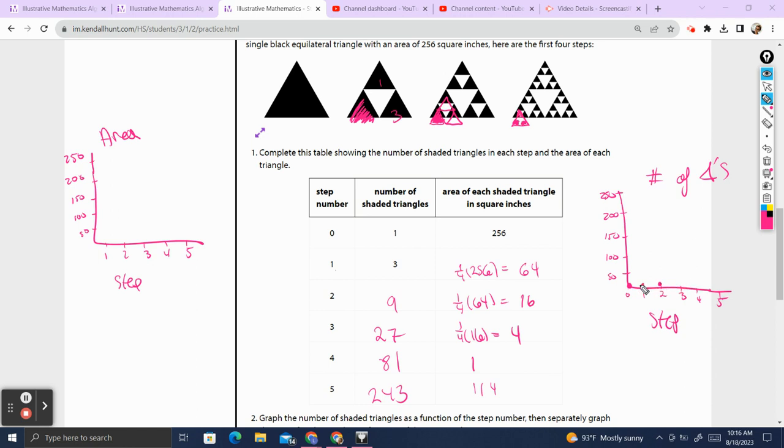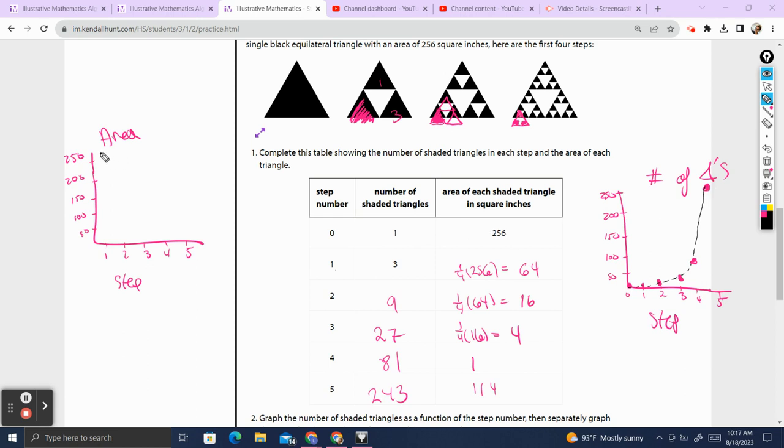For step 0, there's 1 triangle. For step 1, there's 3. For step 2, there's going to be 9, so maybe we'll shift them a tiny bit higher. For step 3, there's 27. For step 4, there's 81. And for step 5, there's 243. I'm going to connect the dots a little bit to see what it looks like, but you don't have to do that. Now let's go ahead and do the same thing with the area.